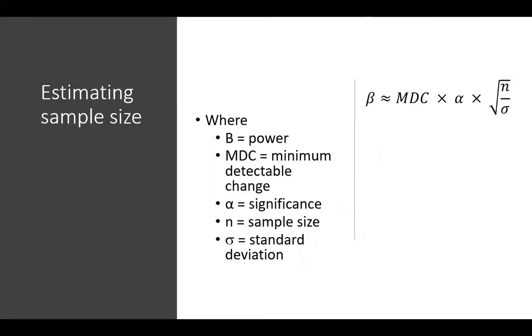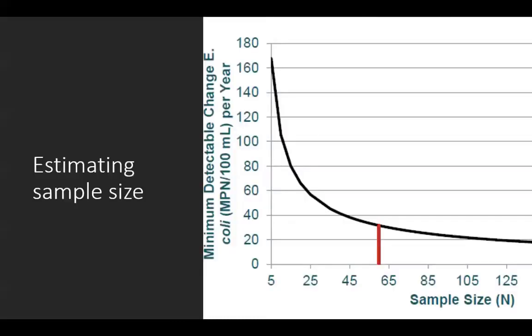So this is the equation that's used. I'm not going to go into any detail. You're not going to need to use this, but just to give you a sense of how it's used, here's a graph, and you're looking at, in this case, the minimum detectable change in E. coli levels per year. So if you're looking, for instance, at 30, that tells you that you need somewhere around 60 samples. And there's graphs like this, and typically one would work with a statistician in order to determine this.